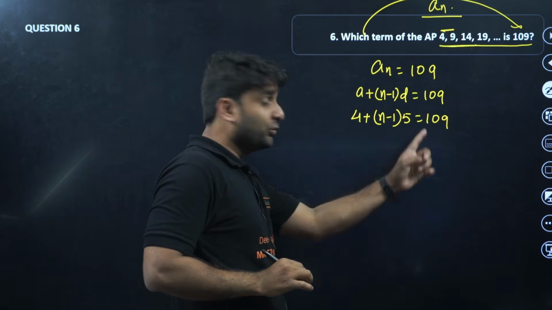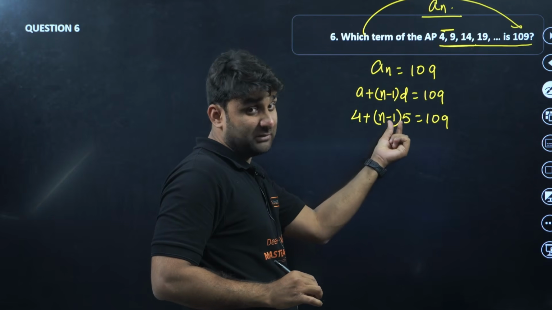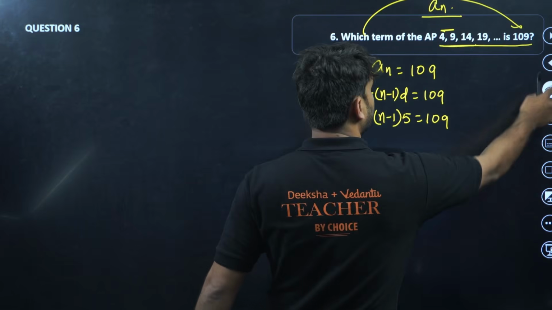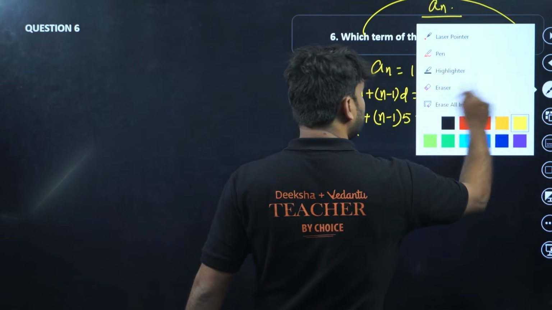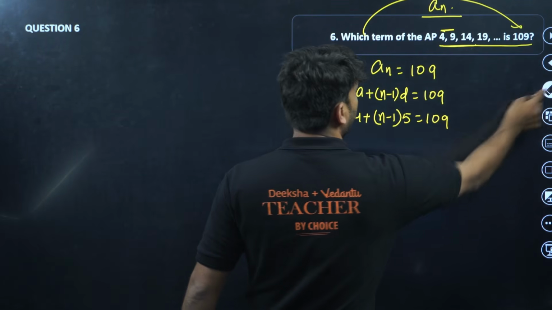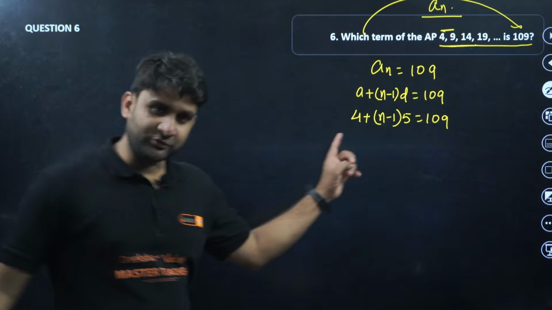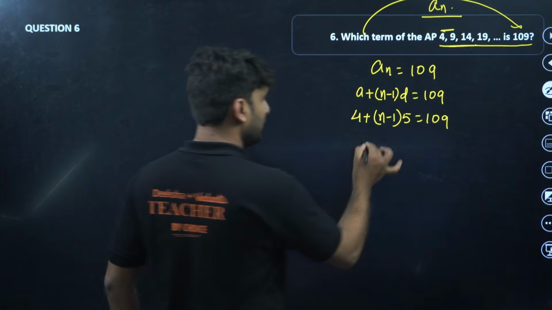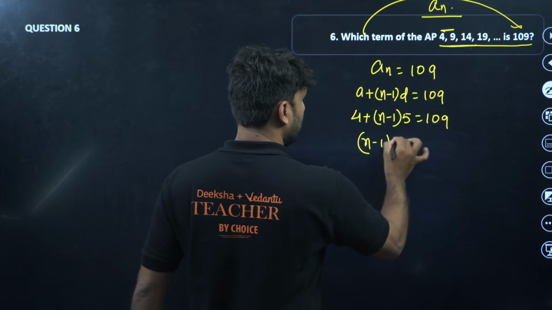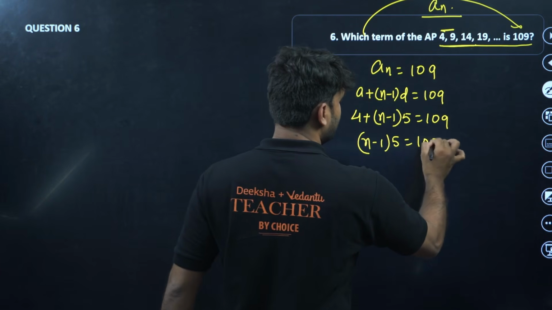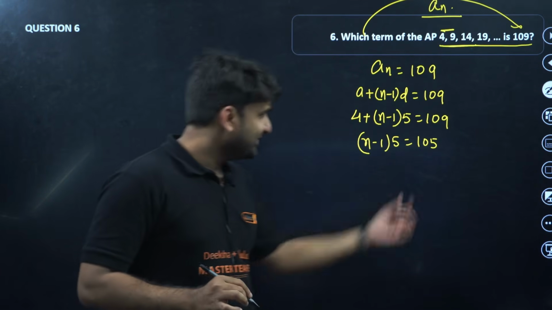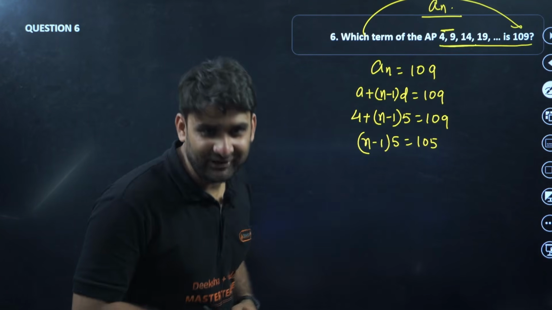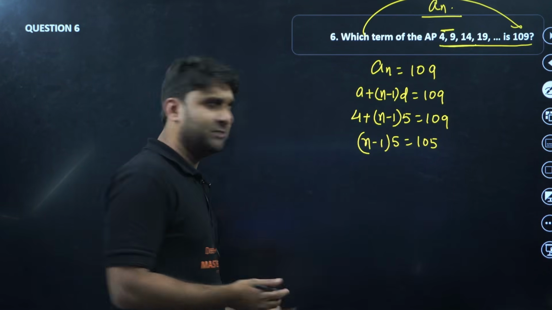First 4 will go there because 5 can't go. 5 is in multiplication. So first this 4 will go there. If 4 will go there, 4 will have to be subtracted from the number 109 because 4 is in positive form. So 109 minus 4 will be 105. So n minus 1 into 5 will be equal to 105. This number has one digit as 5, so this is definitely divisible by 5. 105 can be divided by 5.